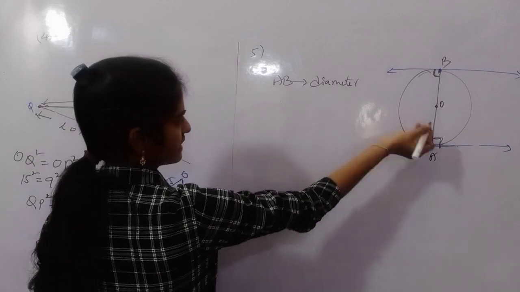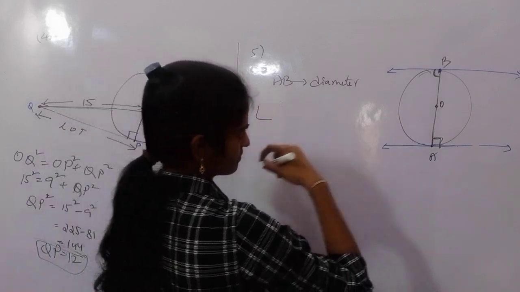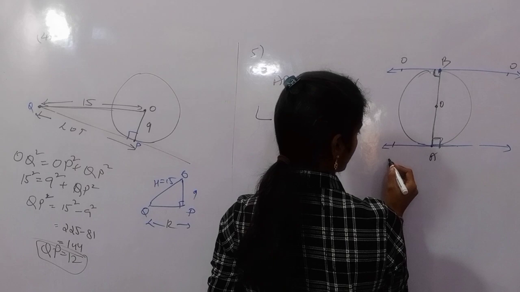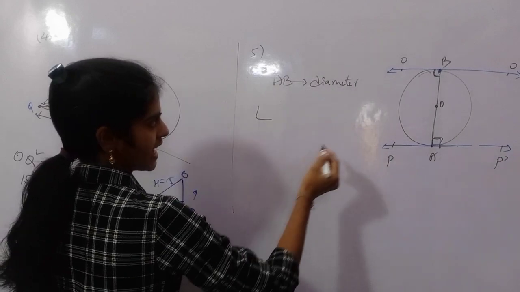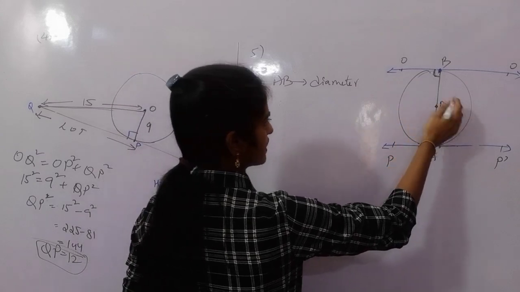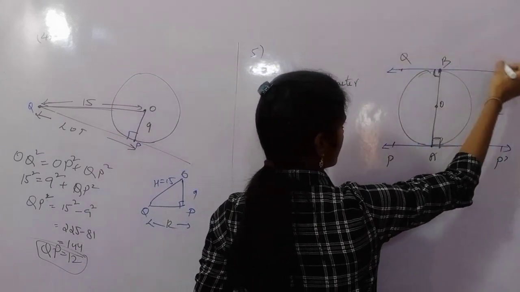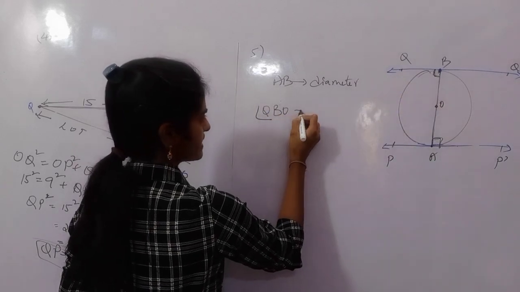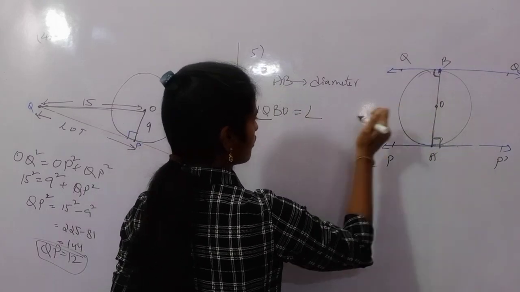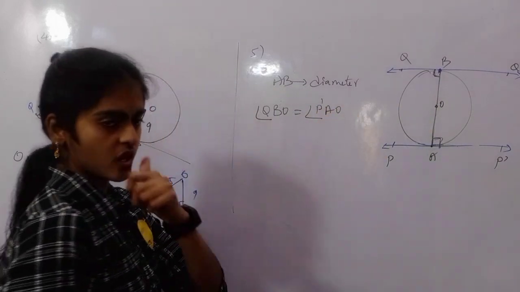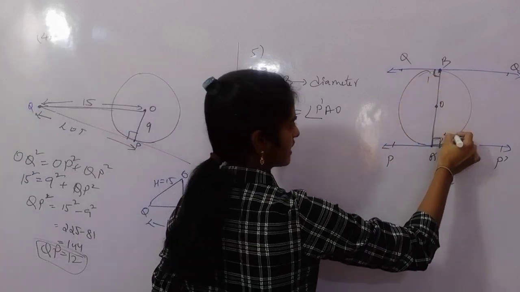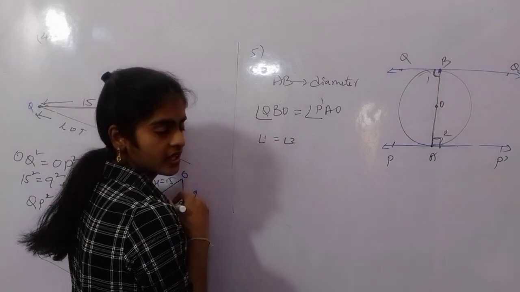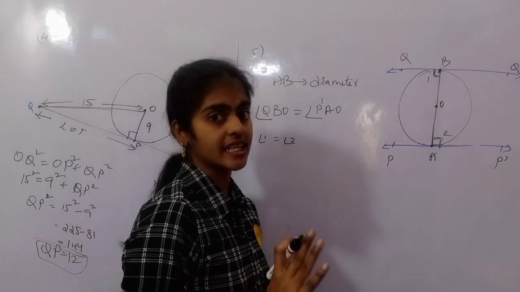So I can say these are nothing but angles. Let me write this as P dash, and let me write this as Q dash. So angle QBO is equal to angle P dash AO. Or simply, if you want, you can write angle 1 and angle 2, as you wish. So angle 1 is equal to angle 2. They are actually alternate interior angles.